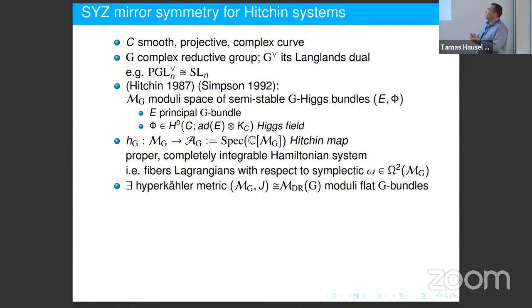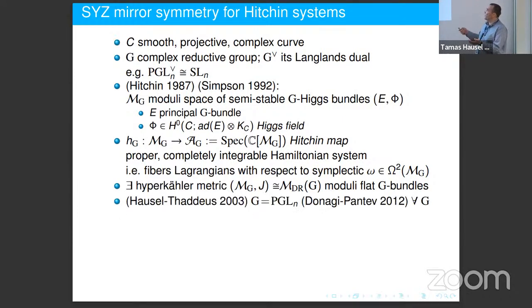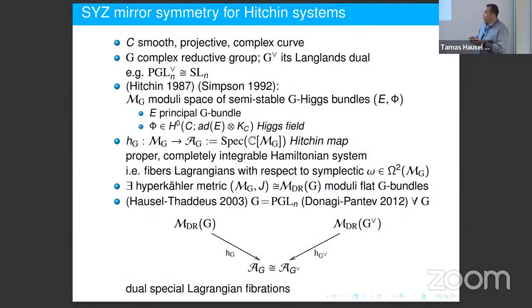And in this setup, it was observed by me with Michael Thaddeus in 2003 for the groups PGL_N and SL_N, and later the same was proved by Donagi and Pantev in a paper which appeared in 2012 for all reductive groups, that for Langlands dual groups, one has, first of all, an identification of the two Hitchin bases, and second of all, the generic fibers of the two Hitchin maps are dual abelian varieties in the original complex structure of the moduli space of Higgs bundles.